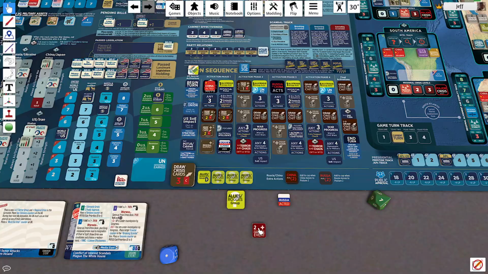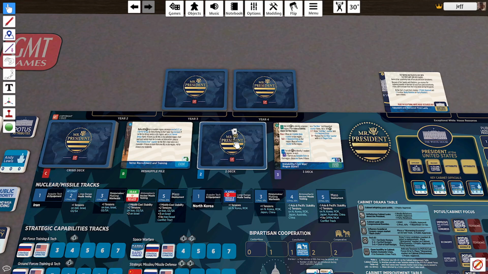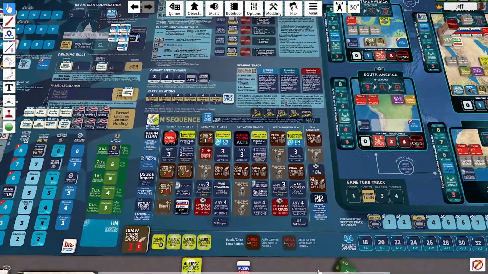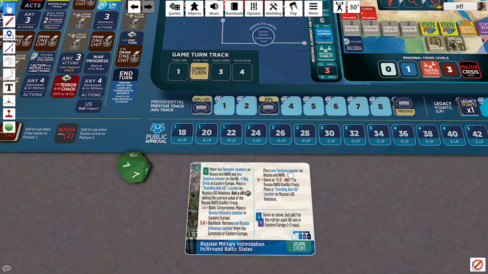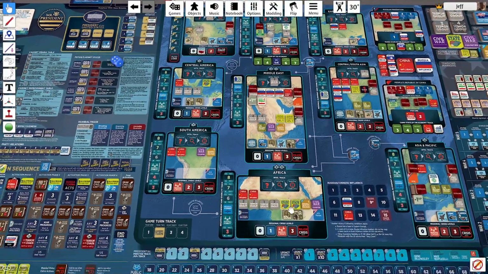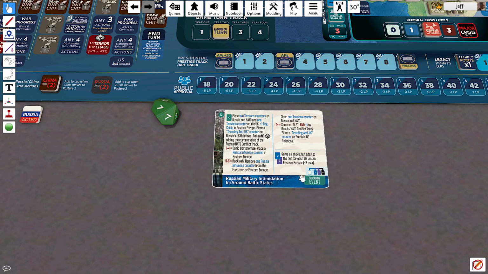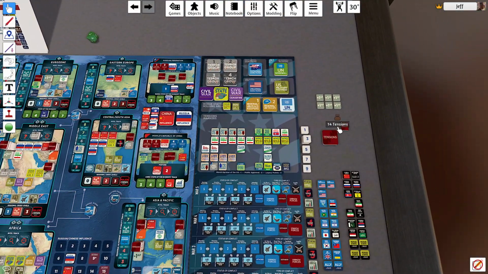Got another one. Cascading event, level 2. These ones are not fun. Alright, same as above, but add 1 to the roll for each US unit in Eastern Europe. I only have 1. Place 2 tension counters on Russia and NATO, and 1 on the UK. 1, 2.